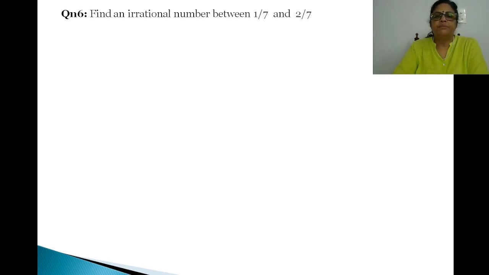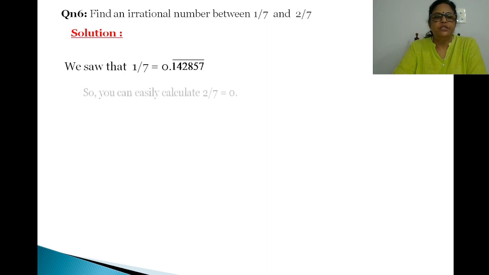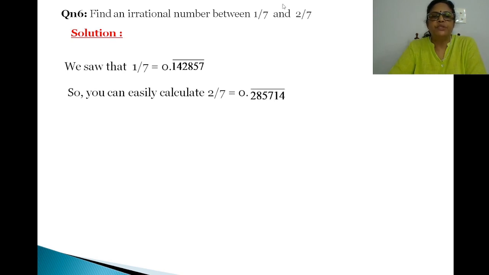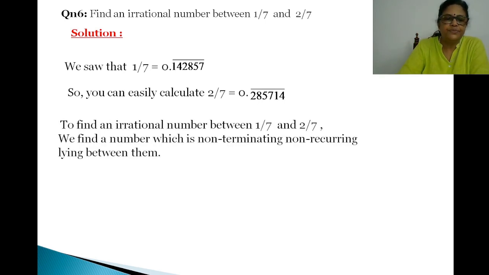Find an irrational number between 1 by 7 and 2 by 7. We saw that 1 by 7 is equal to 0.142857 bar. So what will be 2 by 7? 2 into 1 by 7, that means 2 into 0.142857. You will get 0.285714. Now you have to find an irrational number between these two. The first two decimal places are 14 and 28. So between 0.14 and 0.28 you can find many irrational numbers.